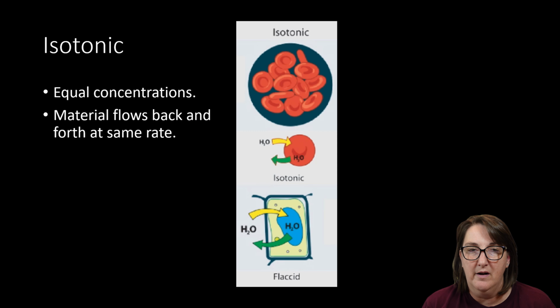So let's look at isotonic. Here I have equal concentrations. My material is going to flow back and forth at the same rate. So what this is saying is that my concentration outside is similar to my concentration inside. So one water molecule is going to come in, one molecule is going to leave. So this is going to be a back and forth movement of material.